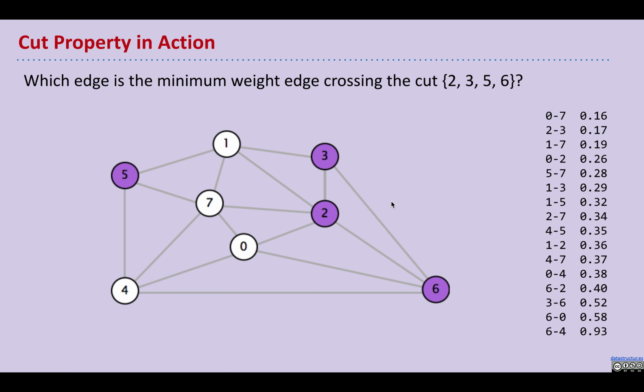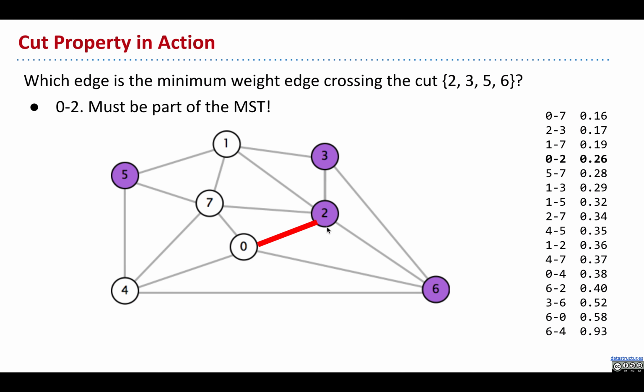Yeah, so I see a bunch of head nodding, which is good. That means this one is a crossing edge because 0 is white, 2 is purple. So they're two vertices from different sets. So this will end up being the minimum weight crossing edge, and this will be the edge that is included in the minimum spanning tree. So this is the cut property in action to help us determine what a minimum spanning tree is.